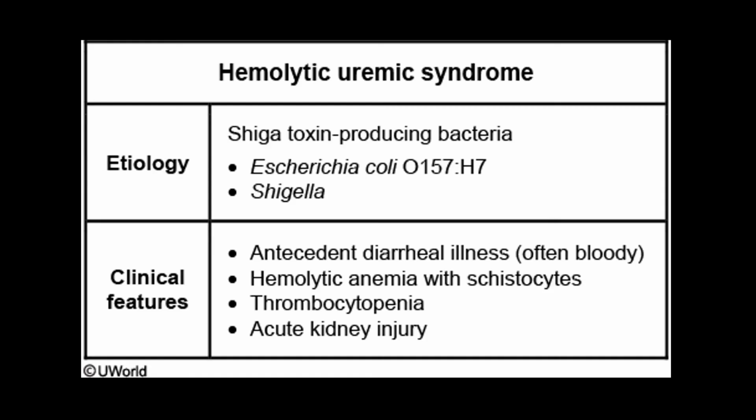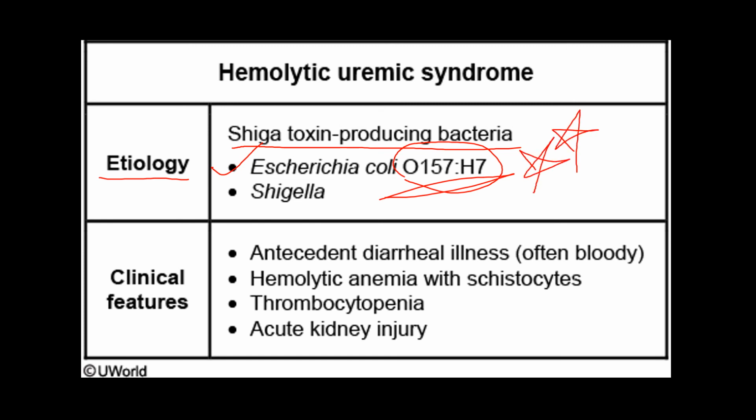Now this slide is the summary of hemolytic uremic syndrome, where the etiology is caused due to Shiga toxin producing bacteria, mainly the Escherichia coli O157H7 strain. This is very important. Please do remember this. And Shigella. Next is clinical features, which is antecedent diarrheal illness, often bloody. Also hemolytic anemia with schistocytes, and next is thrombocytopenia with acute kidney injury.